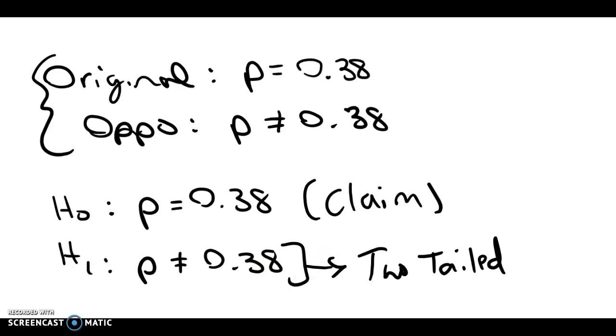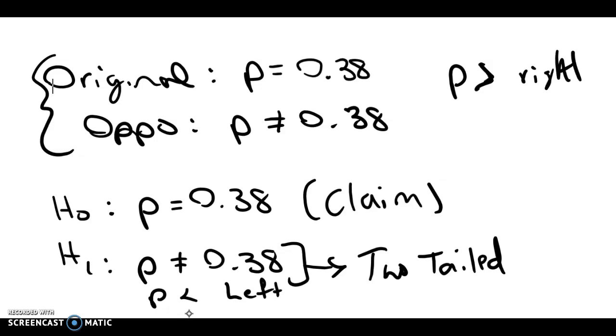Now, if it was, say, P is less than, well, remember the arrow is pointing in the direction, so that would be a left-tailed test. This would be left. And say if we had, and I'll write it up here, P is greater than, notice it's pointing in that direction. It's pointing to the right, so this would be a right-tailed test.